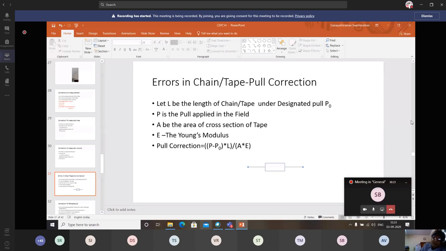So you will be measuring more. So it is P minus P naught into length of the tape divided by area of cross section of the tape, into Young's modulus E. So PL by AE. So we got P minus P naught by A into E into L. Is that okay? This is what is called a pull correction.